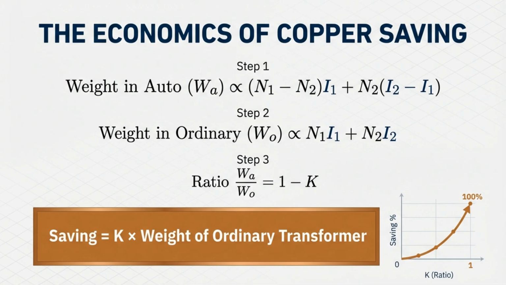The material savings are significant. The ratio of copper weight in an autotransformer to an ordinary transformer is 1 minus K, where K is the transformation ratio. The total saving is K times the weight of an ordinary transformer.